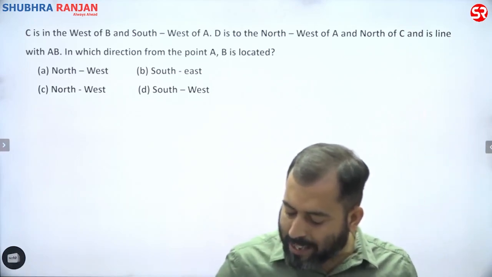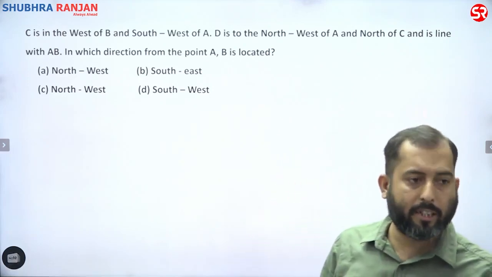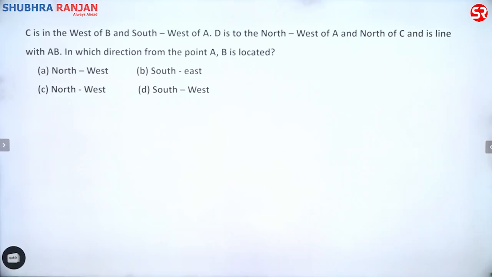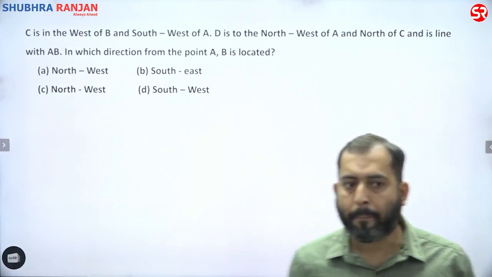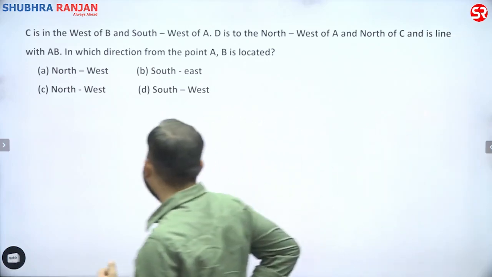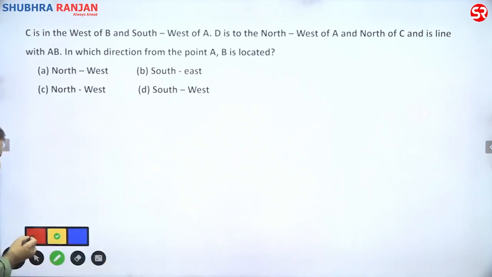We are not talking about distances yet. We are just concerned with the directions only, right? So first of all, learn how to draw the diagram. Okay, shall we discuss now, guys?